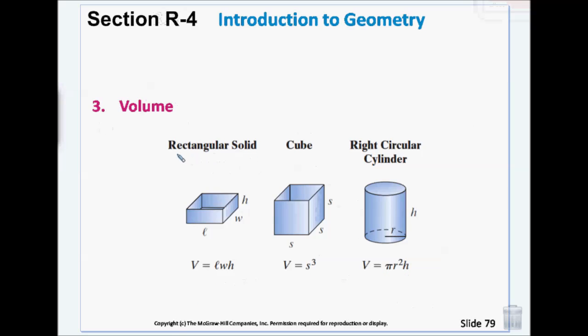This is known as a rectangular solid. You may also see it called a rectangular prism. Okay, so those two words are interchangeable, rectangular solid or rectangular prism. It's essentially a box, right? And a cube is a square box. And a cylinder is a can.